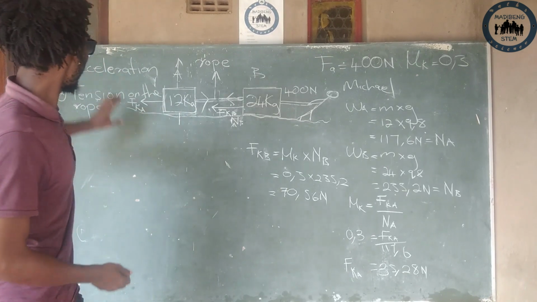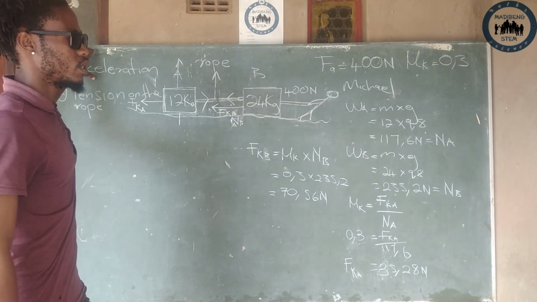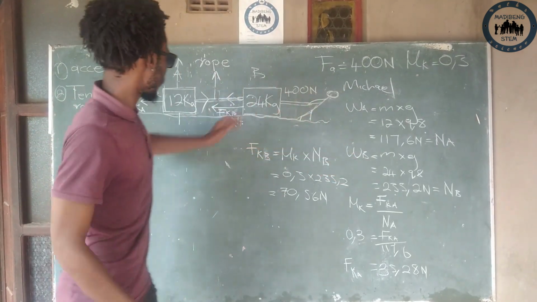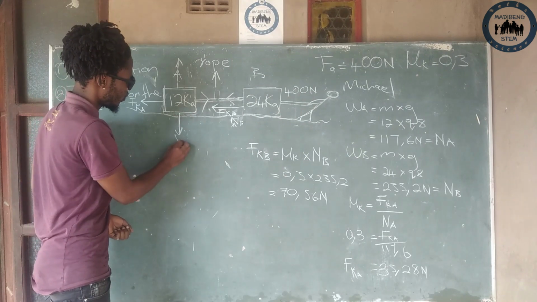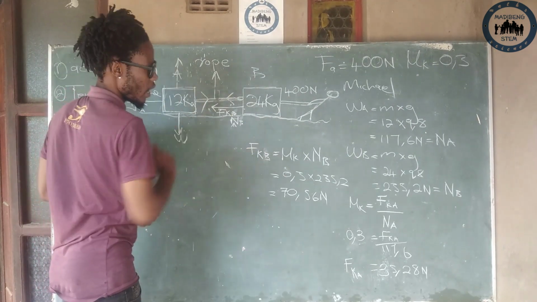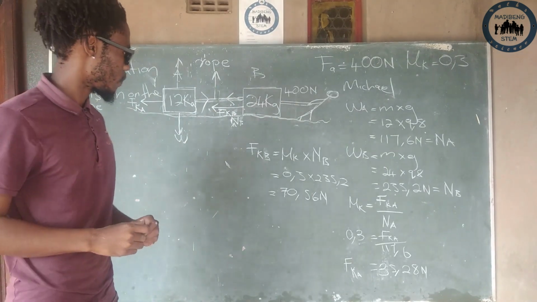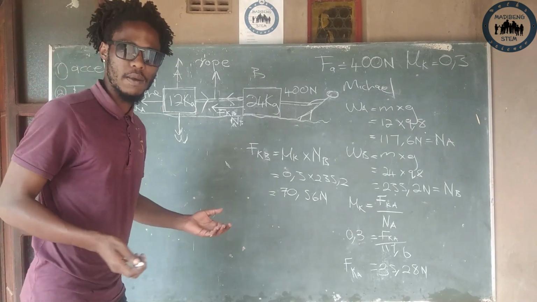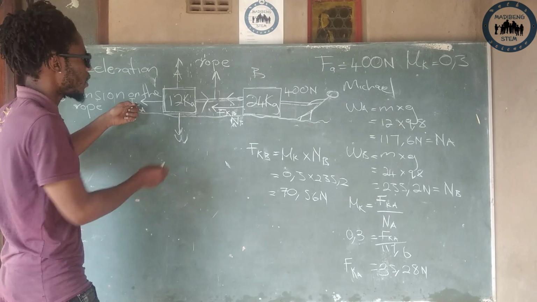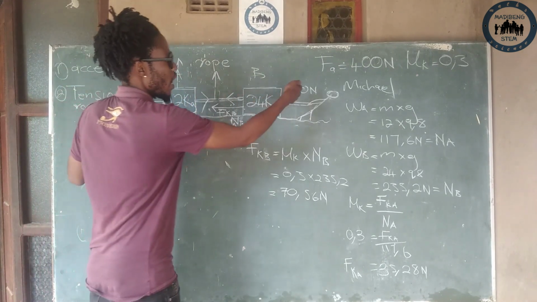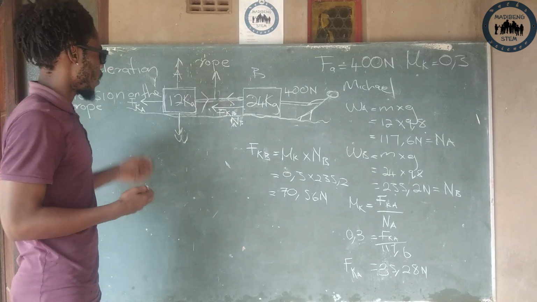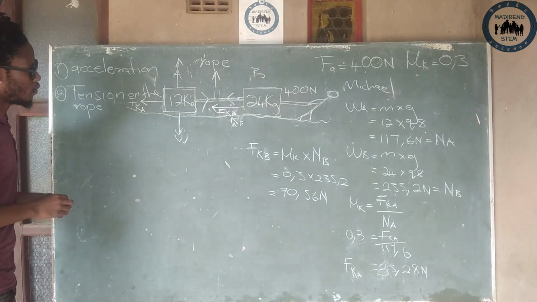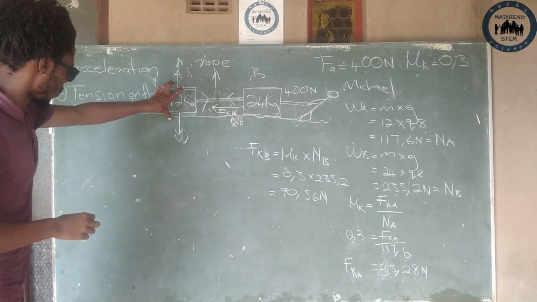Remember, to calculate acceleration, we have to deal with horizontal forces, not vertical forces. Weight and normal force are vertical forces, so we want to deal with the horizontal forces. What are the forces we will have to deal with? Fk, tension, and the applied force. You understand? So let's formulate our equations for this system, starting with block A.